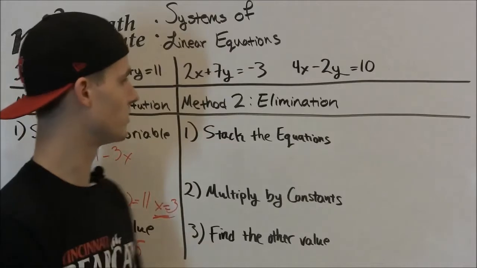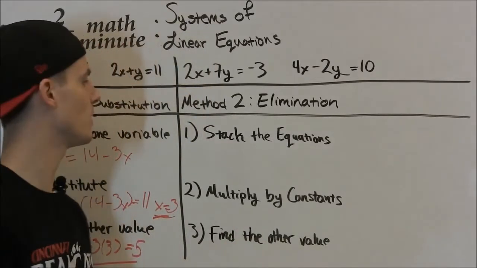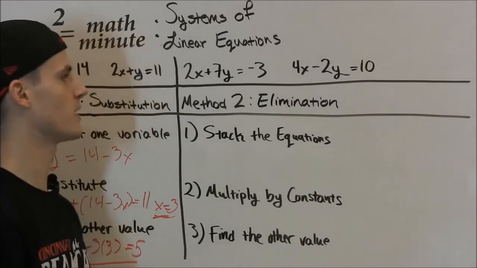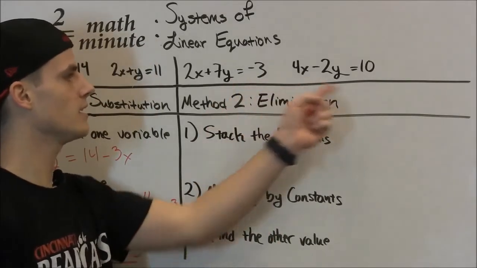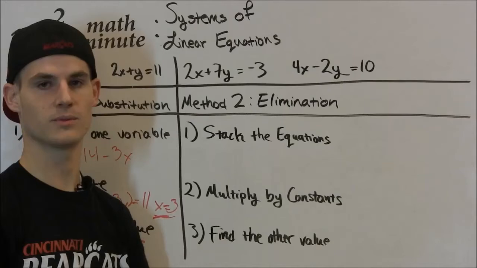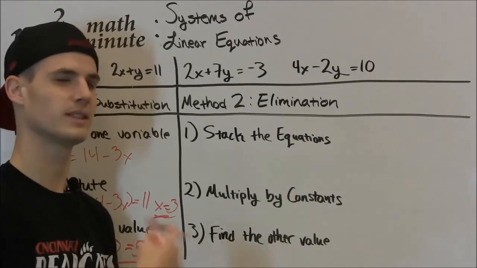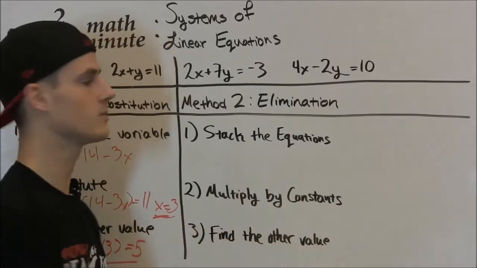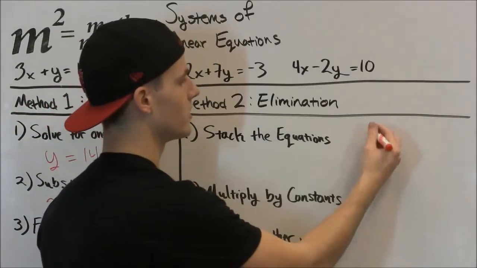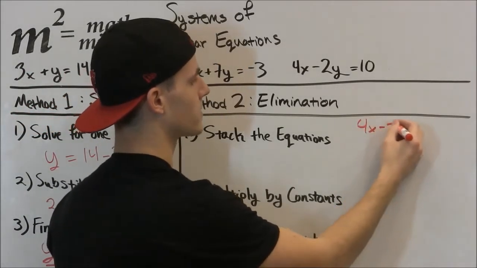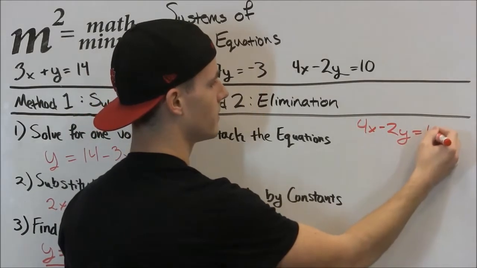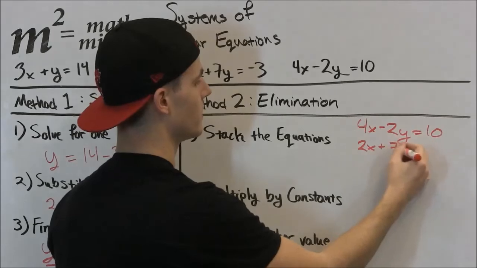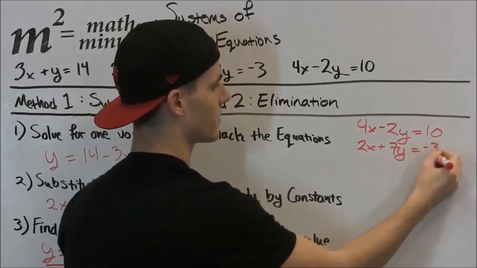Now the second example is elimination. And this is when substitution doesn't exactly work, or it's really difficult to make it work. As you see, each variable has a coefficient with it. So it's a little bit more difficult than it was over here where we could solve for y easily. So what we're going to do is stack the equations. That's step 1. So let's put 4x minus 2y equals 10 on top of 2x plus 7y equals negative 3.